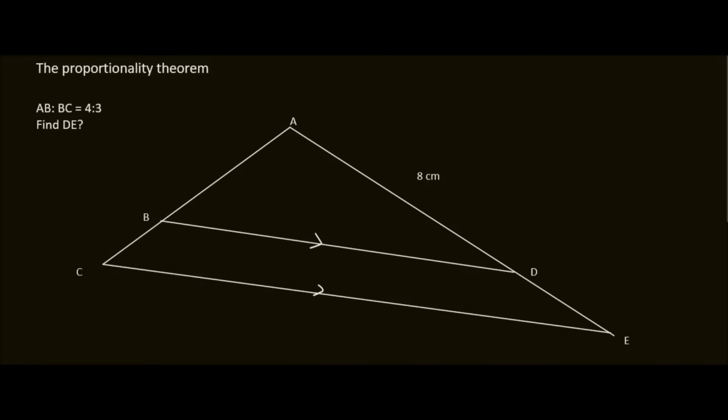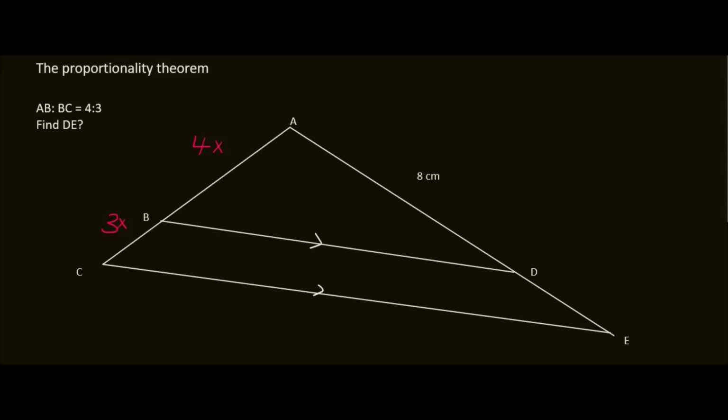So here's another question about the proportionality theorem. They tell us that AB to BC is 4 to 3. So what you want to do then is put a 4 over here and then put a 3 over here. But you must put some type of letter next to it. So let's choose x, so we can say 4x and 3x.